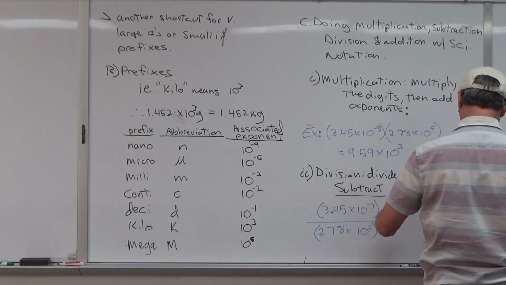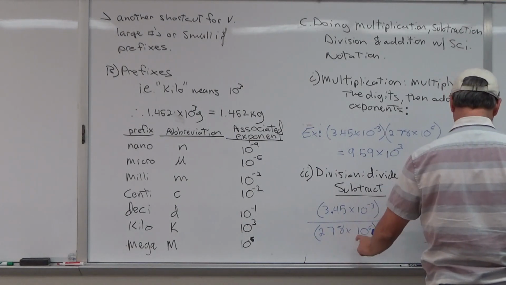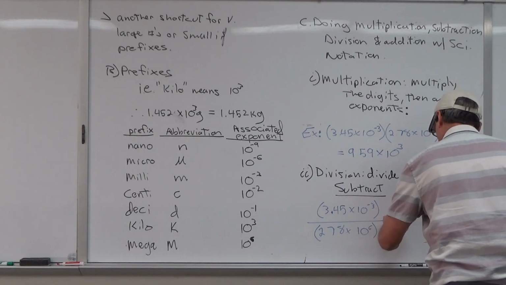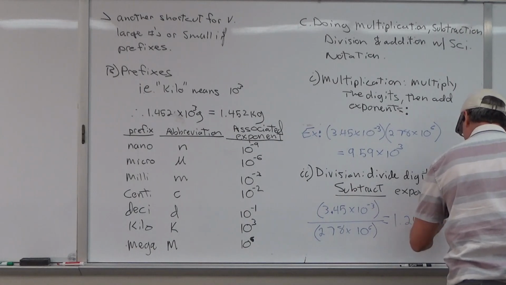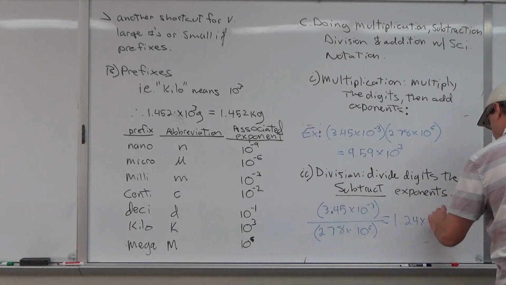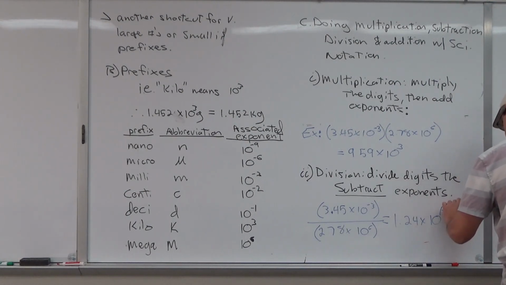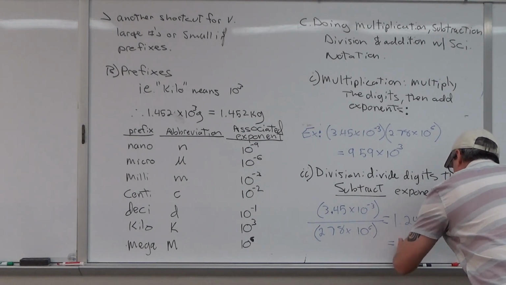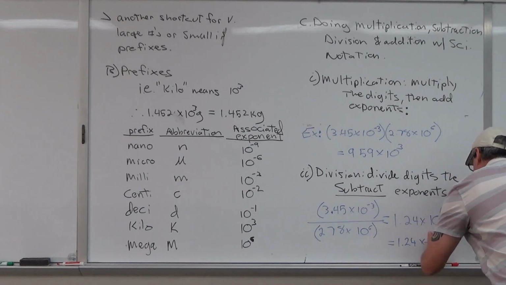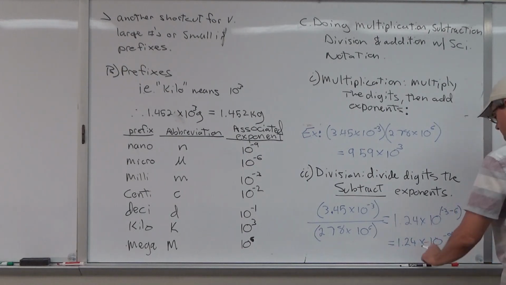So that 3.45 divided by 2.78, that is going to give you 1.24, okay, times 10, and then what you're looking at for this exponent is going to be negative 3 minus 6, okay, which is going to give you 1.24 times 10 to the negative 9, okay.